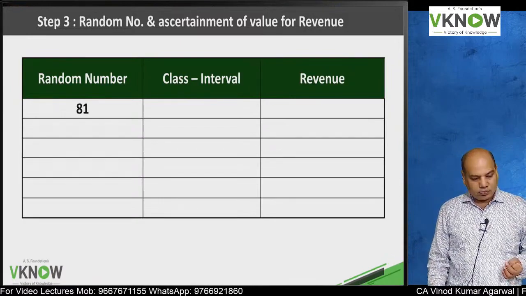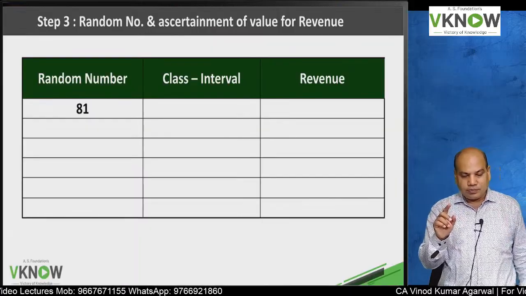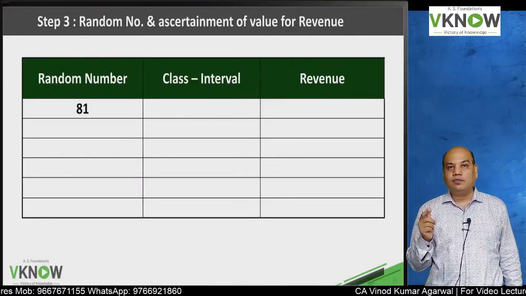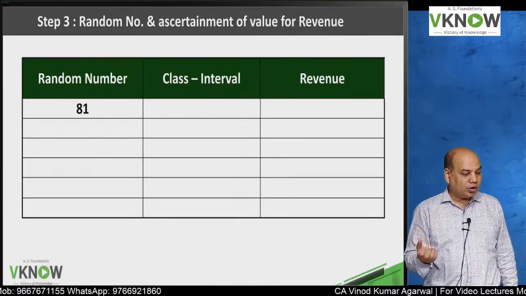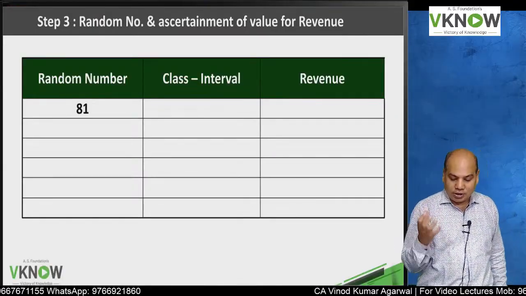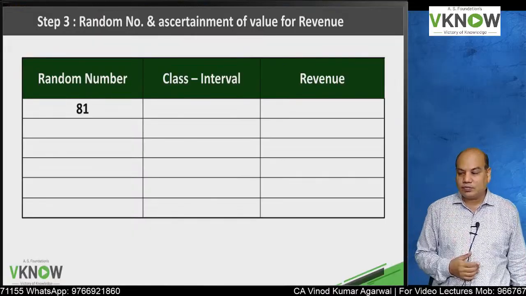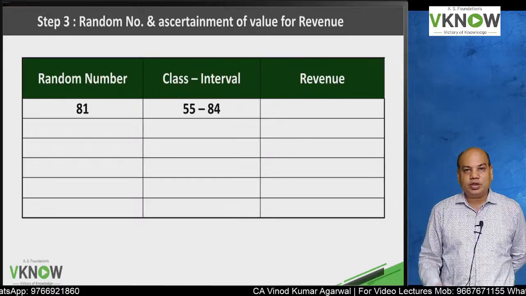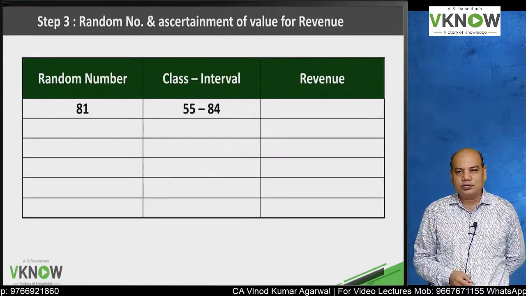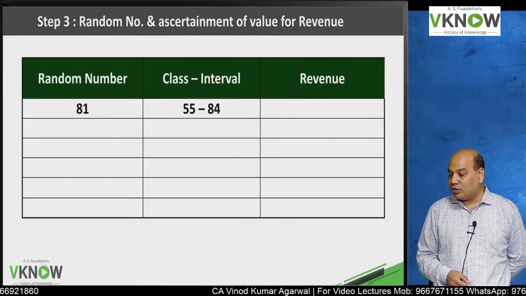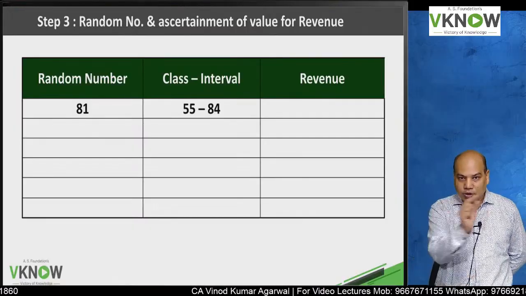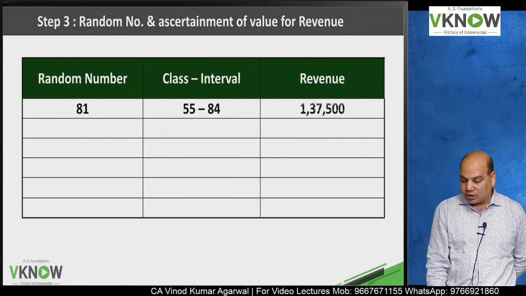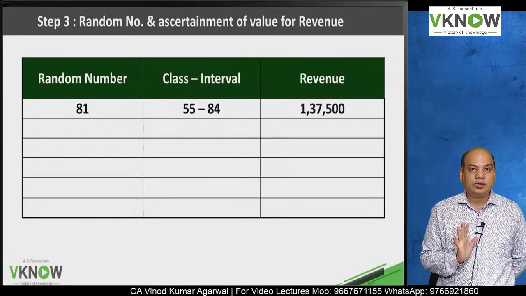81. Now go to your working note 1 and tell me in which class interval 81 will fall. Come on, I want an answer from you. In which class interval will 81 fall? The student has replied 55 to 84. You are right. Very good. And what is the revenue for this class interval? Revenue, first column, 55 to 84. You have given the correct answer, 137,500.